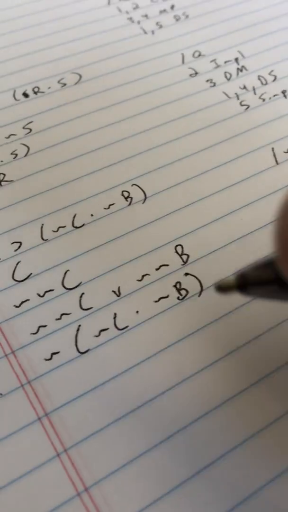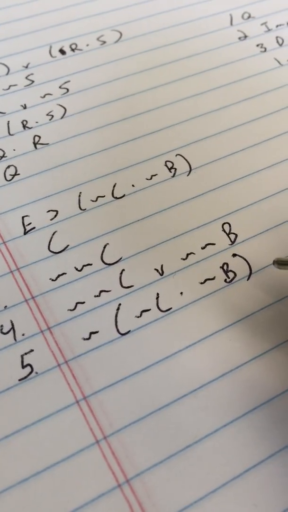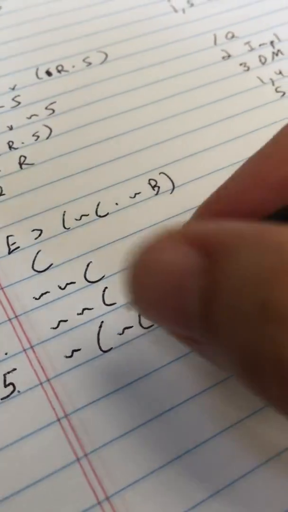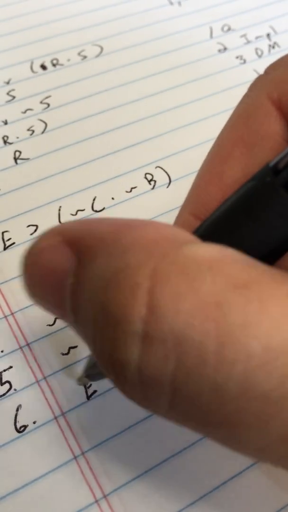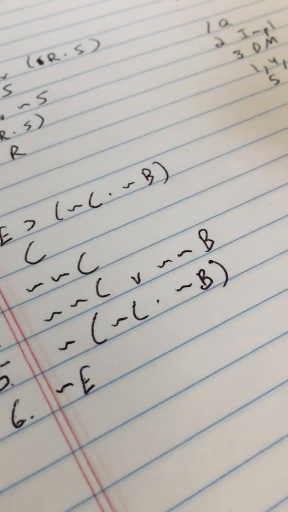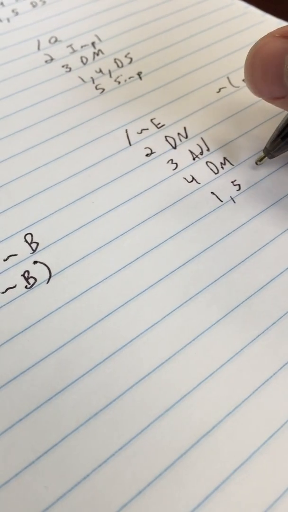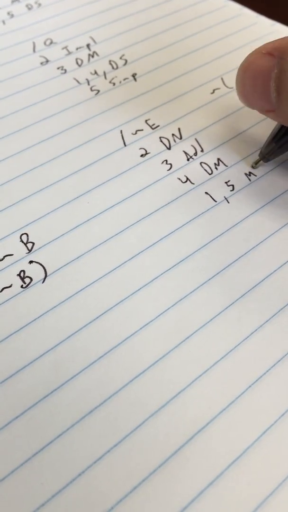And now that I have that, now I can simply finish with my modus tollens. I know this conjunction here is false, so line 6 tells me that I know E is false by line 1, line 5, and that would just be modus tollens.